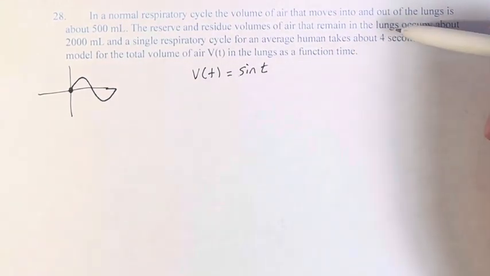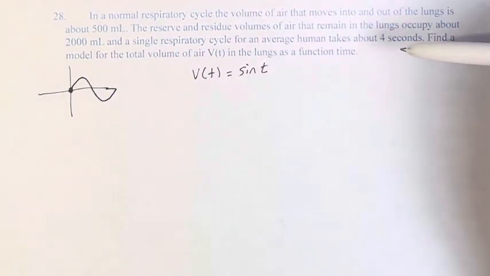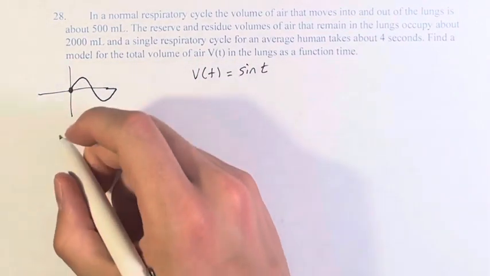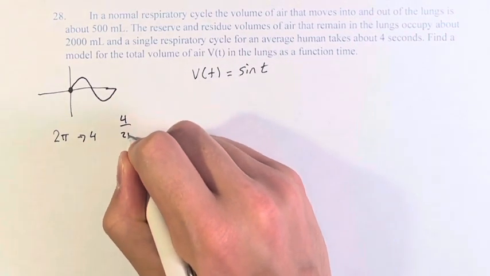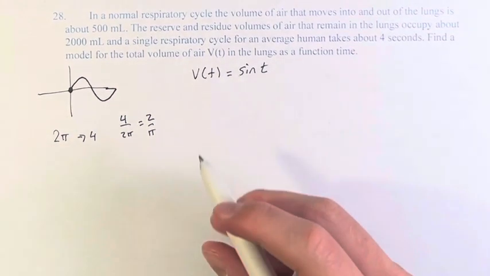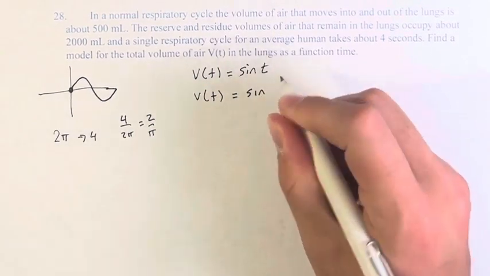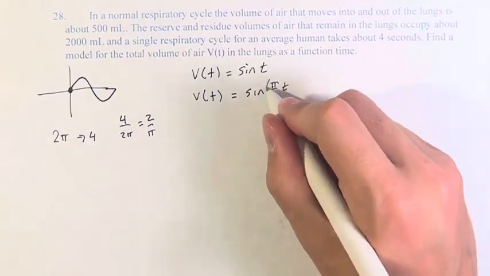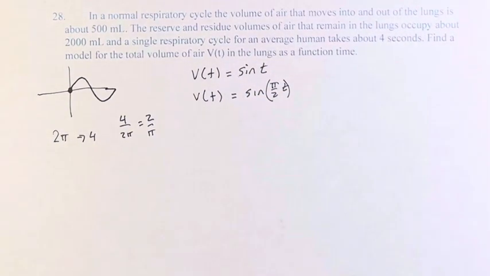We do have a horizontal stretch. So a single respiratory cycle, right, this whole period, takes about 4 seconds. And the period of a sine function is 2 pi. So to go from 2 pi to 4, we have to stretch it by a factor of 4 over 2 pi, or 2 over pi. What this actually materializes in the function as is V of t equal to sine of not 2 over pi t, but pi over 2 t. Right? Horizontal stretches are a little bit weird in that you have to flip the factor by which you are stretching.